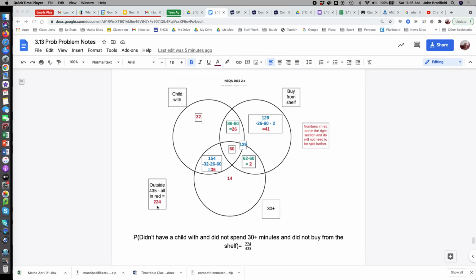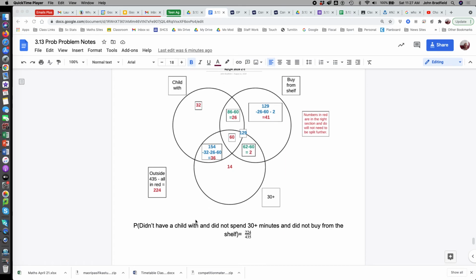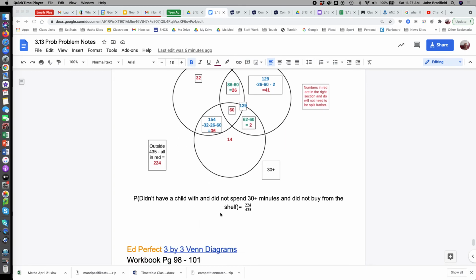there's 224 left over when you start with 435 and you take away all the red values, so all the numbers were rock solid. So there must have been 224 that didn't fit. So the final probability is nice and simple. Just 224 of the 435 people don't fit.